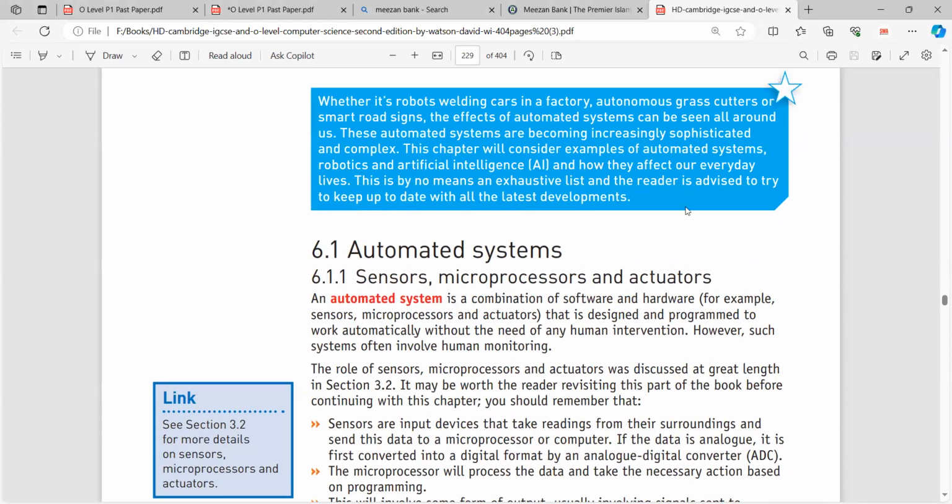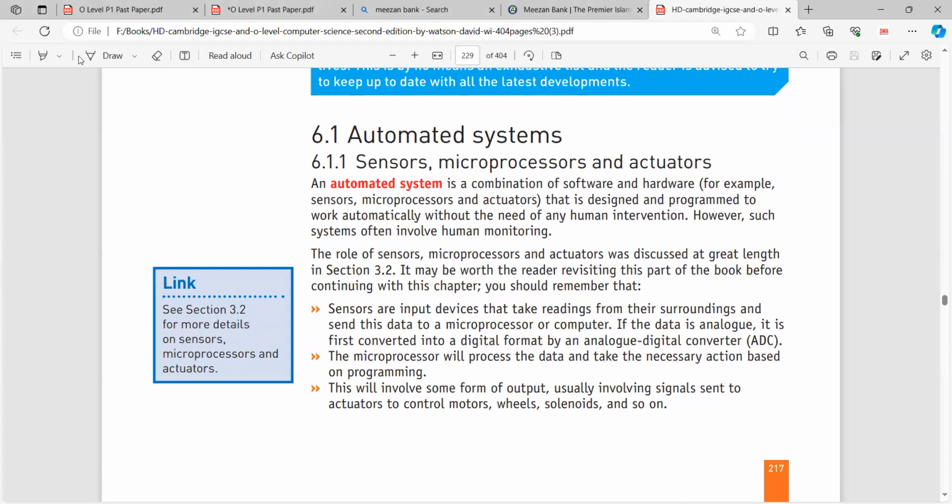Okay, so we are starting chapter number 6, automated system, and this is 6.1. First of all, we need to discuss what an automated system is. An automated system is a combination of software and hardware. You need to understand that I have two important terms here, software and hardware. That might include all of the hardware components, and along with those hardware components, you have software as well.